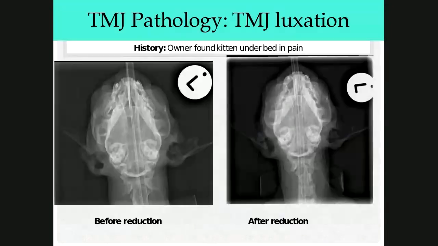Next slide shows similar pathology. Before reduction, the luxated joint is seen on the right-hand side. There's an increased radiolucency between the condyloid process and the mandibular fossa, as well as malalignment of the teeth seen as the mandibular symphysis being displaced towards the left or away from the side of the luxation. After reduction, the joint appears normal, and there's better alignment of these incisor teeth and of the mandibular symphysis.